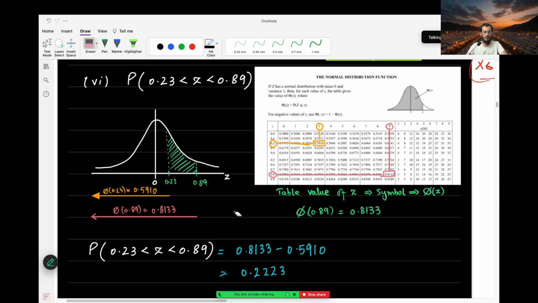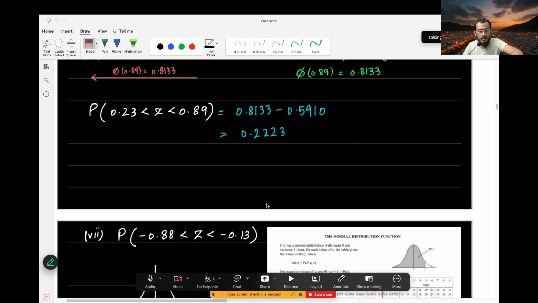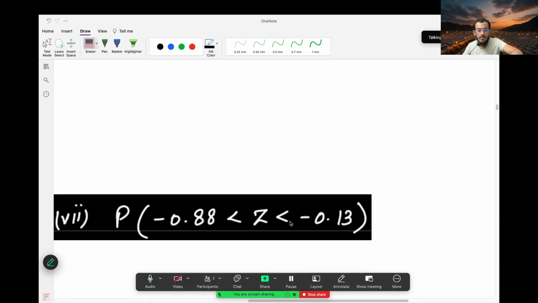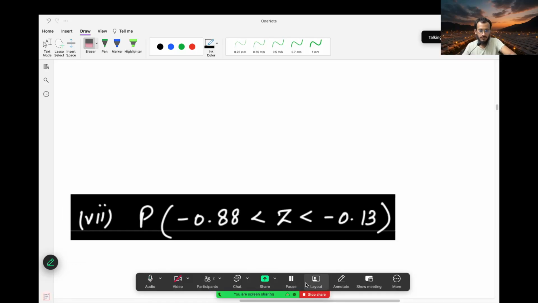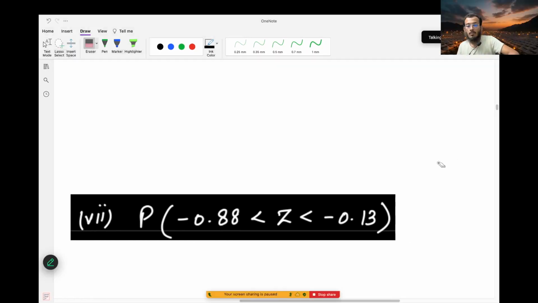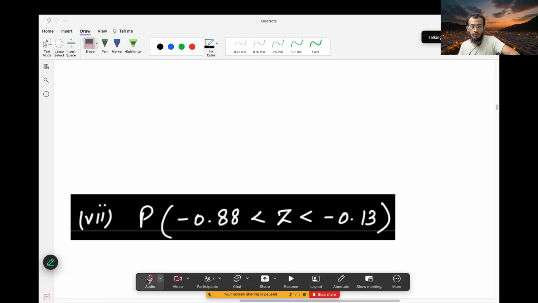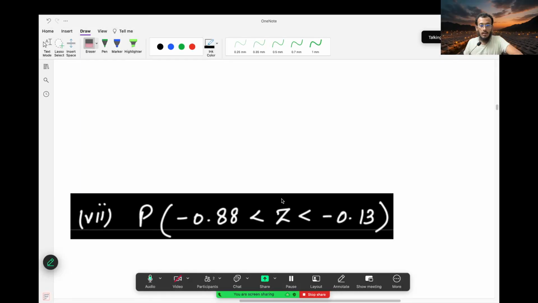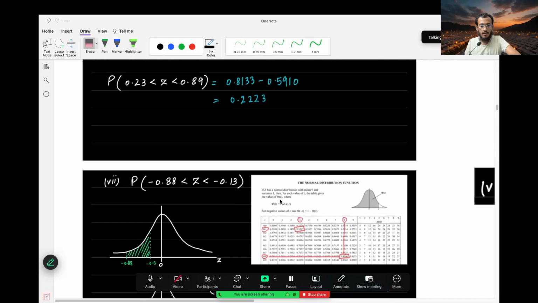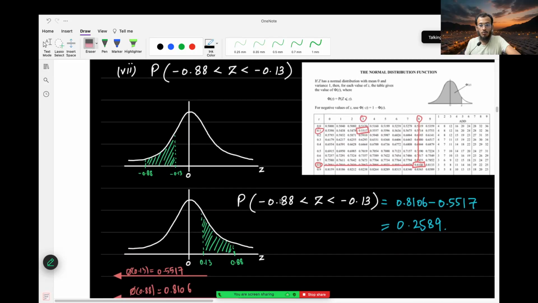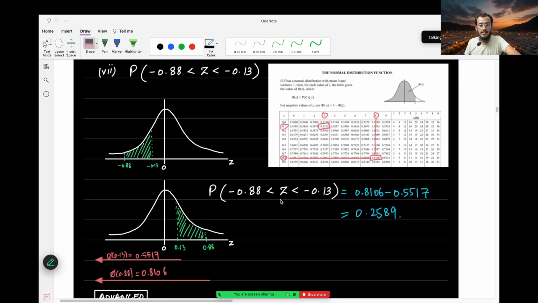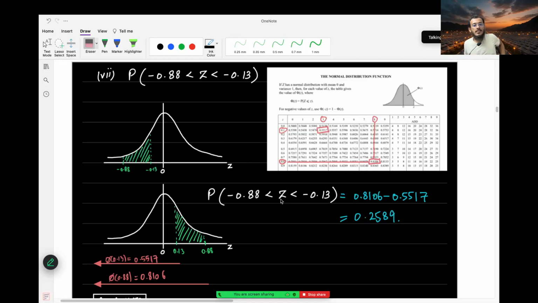Yes, we did understand. Okay, that's great. Then I have this for you to try out. Okay, let's see what is the answer. The answer is 0.2589 indeed. So this is my working. This is how I have solved it.